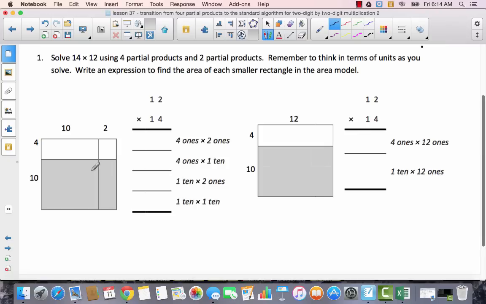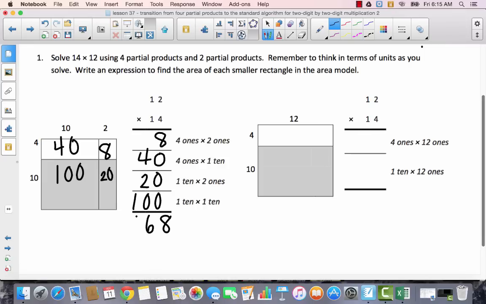Okay, so we have 4 times 10, which is 4 ones times 10 tens, which is 40. And if you come over here, you can see they have 4 ones times 10, so that goes here. And then we have 4 times 2, which is 8. And then we have 10 times 10, which is 100. And we have 10 times 2, which is 20. So now we add all of these partial products together. So this is 4 partial products. We get 168.